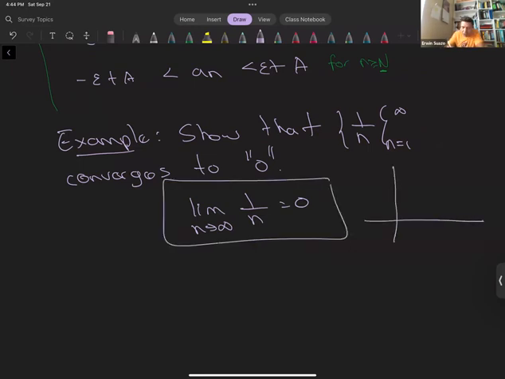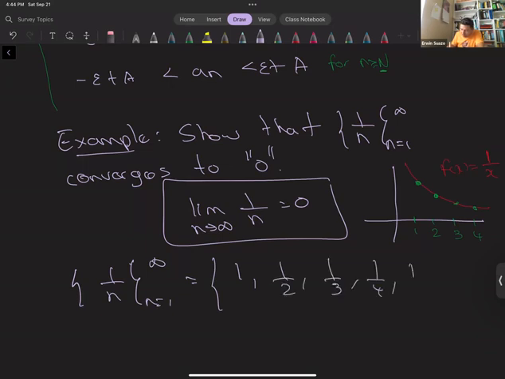Why do we know that? Because if you graph the function, this is f of x equals 1 over x, which is positive. So I don't care about the negative part. But then I go point by point: 1, 2, 3, 4, so 1, 1/2, 1/3, 1/4, 1/5, and so on. You see that this function is decreasing and it's going to go to 0. I'm using my calculus 1 because I need some intuition. So that thing goes to 0.